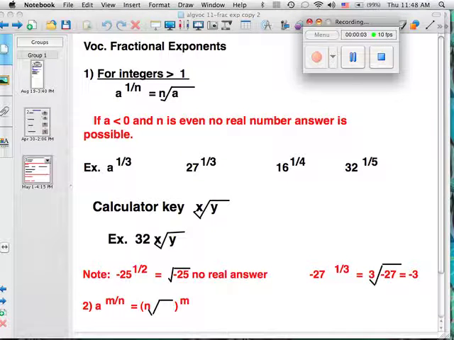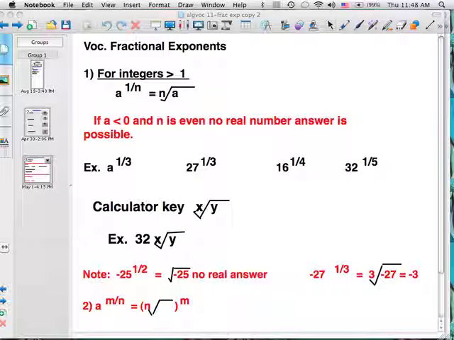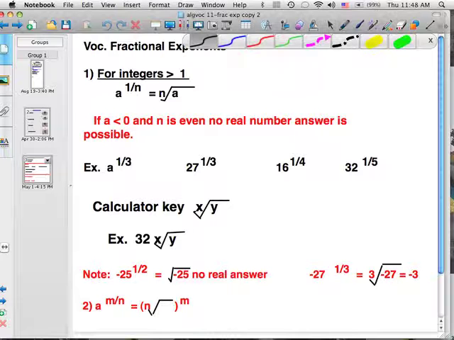We're on chapter 11, on the section on fractional exponents. If we have a fractional exponent, such as a to the 1 over n, the n stands for the root of that particular number, and the 1 is the power. So if I have a to the 1/3 power, what I'm looking for is the cube root of a.